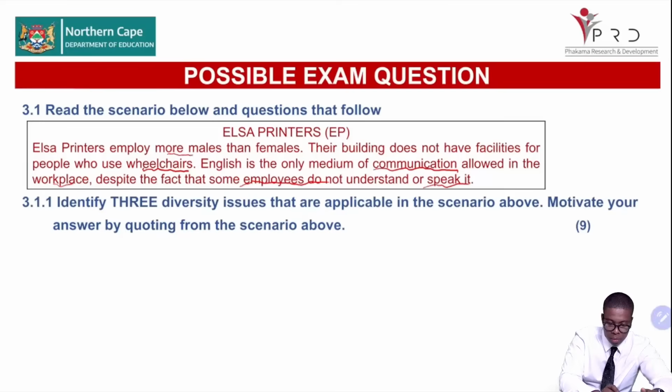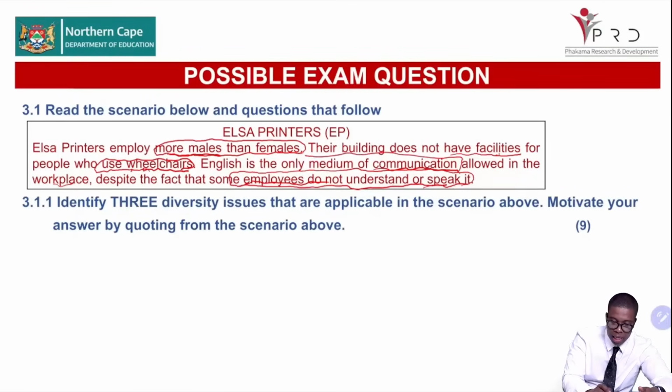ELSA Printers employs more males than females. The building does not have facilities for wheelchairs. So we need to analyze here. Encircle our keywords, males and females. There's a certain diversity issue there. And then the issue of not having wheelchair facilities is another issue, because if you have a disability, you are not accommodated. And the fact that some do not understand the only medium of communication in the workplace means they are excluded.